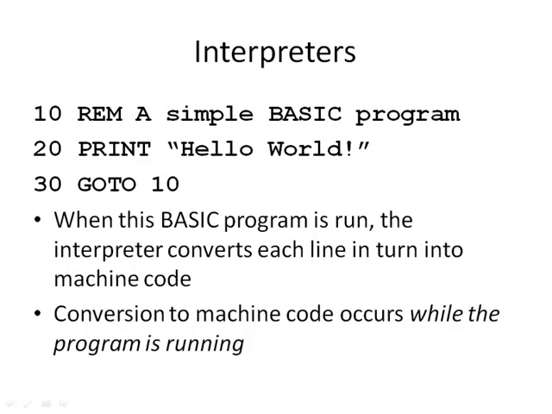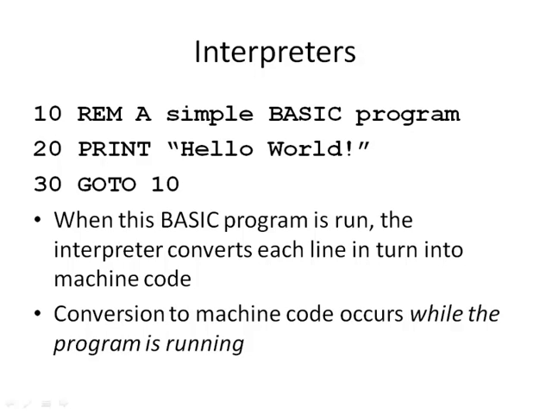So what does an interpreter do? Here's a simple BASIC program. The first line is a comment, so it doesn't actually do anything, it's just a comment for the human reader. The second line prints a message, and the third line says go back to line 10, so it jumps back to the beginning of the program. So that program will keep running. When this BASIC program is run, the interpreter converts each line in turn into machine code as it is running. So the conversion to machine code occurs while the program is running.